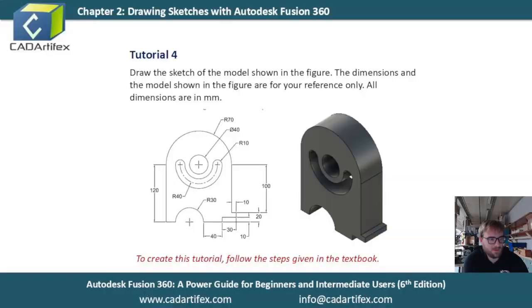Hello, today we're going to be doing tutorial number 4 in chapter 2 of the CADArtifex Fusion 360 book. So this is what we're going to be doing. We're going to be drawing a sketch based on this shape. We're going to be using some of the similar tools that we did in the last tutorial, maybe a few new ones as well. So let's give it a go.